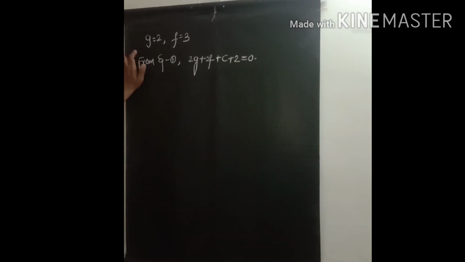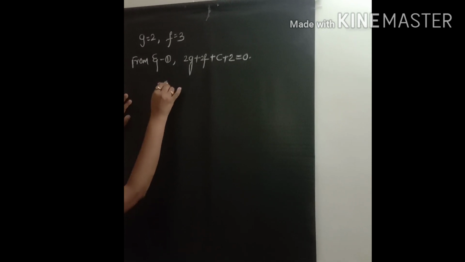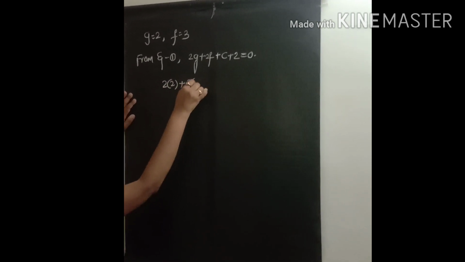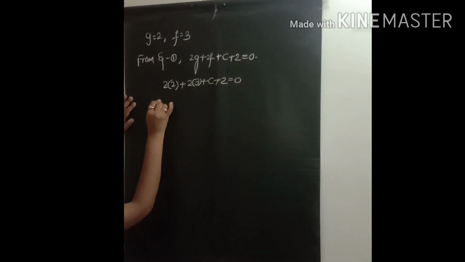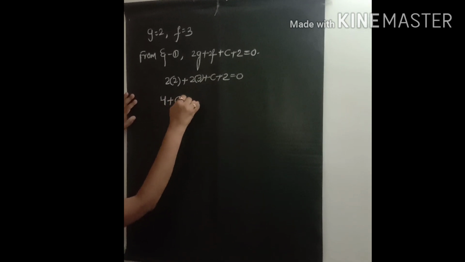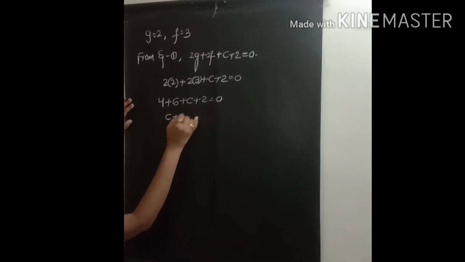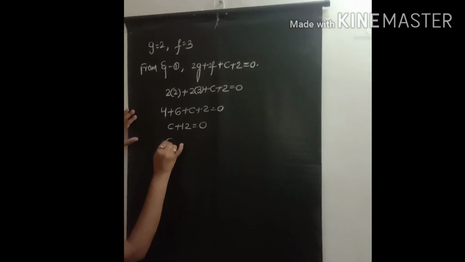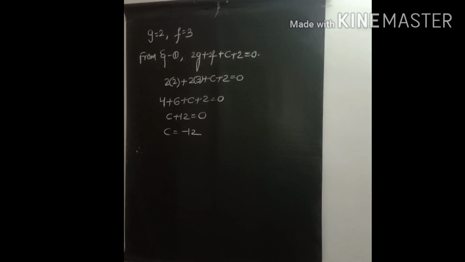Now g is equal to 2, f is equal to 3. Substituting the values in the first equation, 2 into 2 plus 2 into 3 plus c plus 2 is equal to 0. That is 4 plus 6 plus c plus 2 is equal to 0. So c plus 4 plus 6 plus 2, that is 12, is equal to 0. That is c is equal to minus 12. Now we are substituting these three values in the standard form equation.